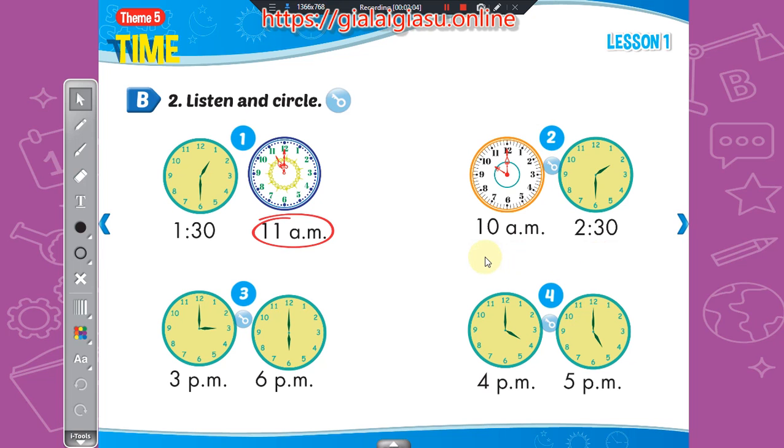B. 2. Listen and circle. Look at the pictures. Listen. There is one example. 1. Grace, what time is it? It's 11 a.m. Really? Let's go to the train station. No, Dan. It's only 11 a.m. Can you see the circle? This is an example. Now listen and circle.